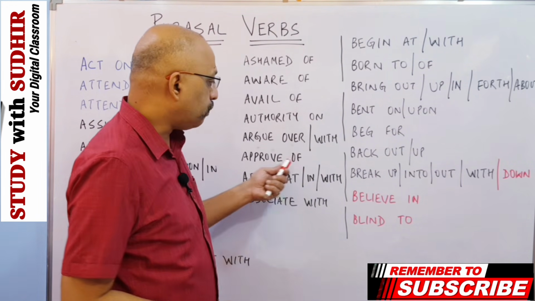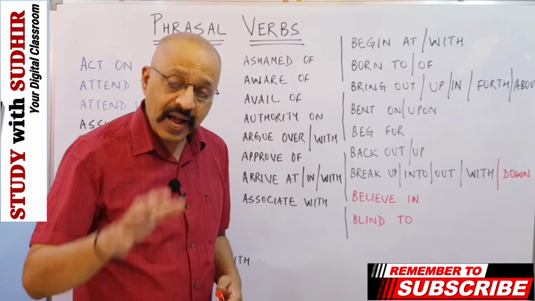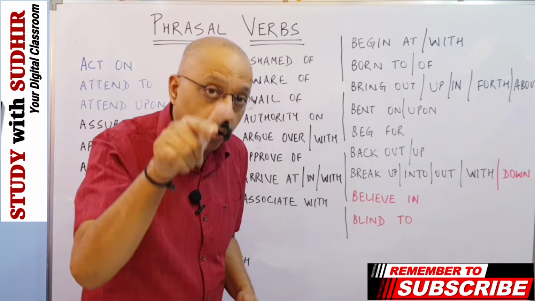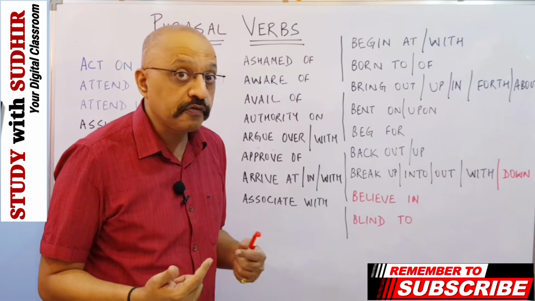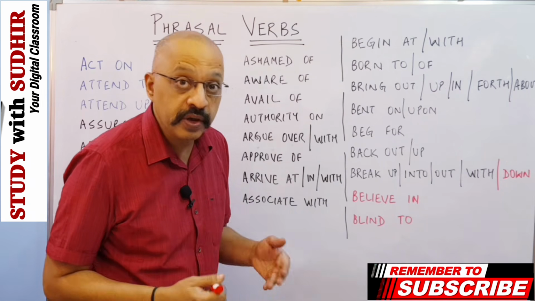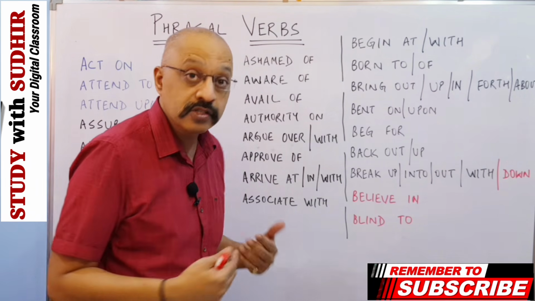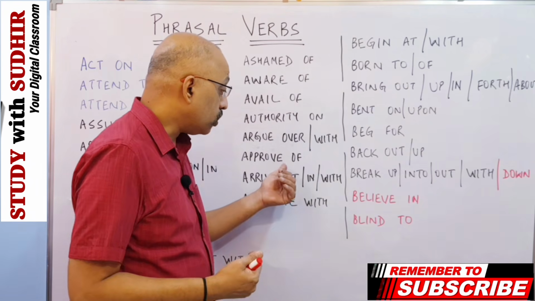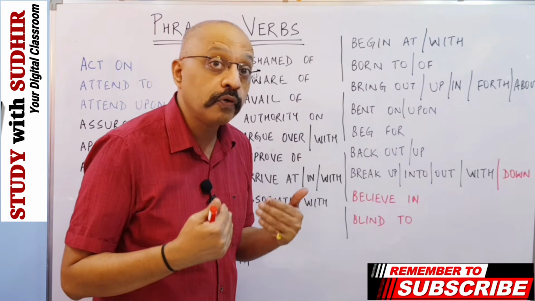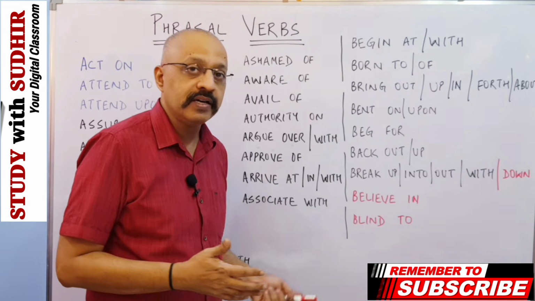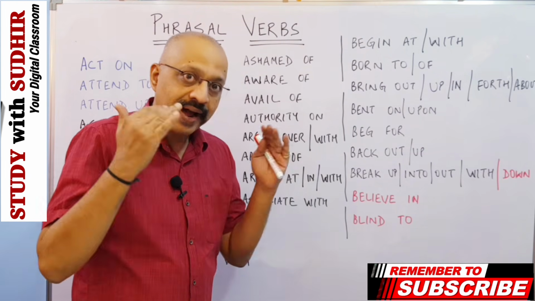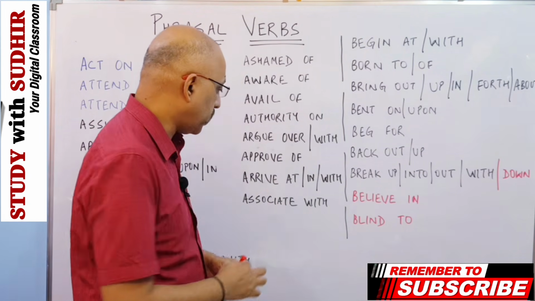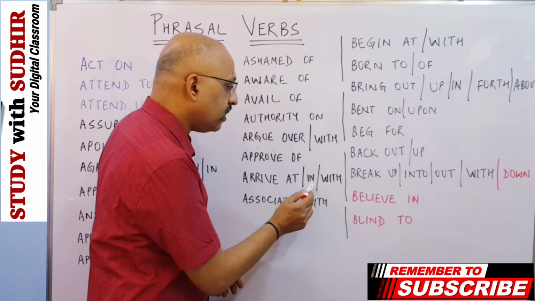Okay. Approve of. I do not approve of your behavior. You cannot use with your behavior or against your behavior, right? So you will say, I do not approve of your behavior. Please write down this entire list with the sentences so that it's very clear in your head what goes where. Okay. Arrive at, in, with.